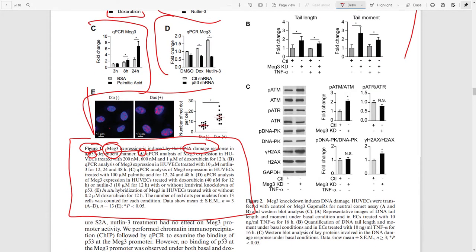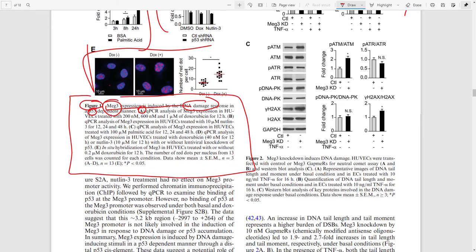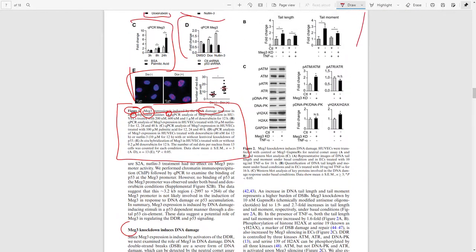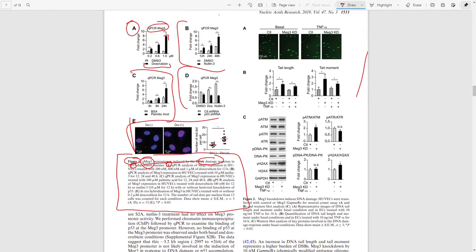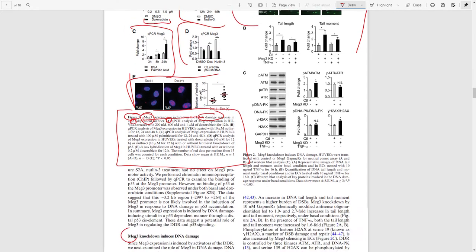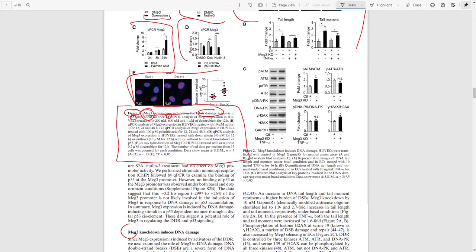The same goes for all other figures, and let's see what they have. So for example, here on panel A, you see the images of DNA tail lengths, which are related to the TNF-alpha treatment.